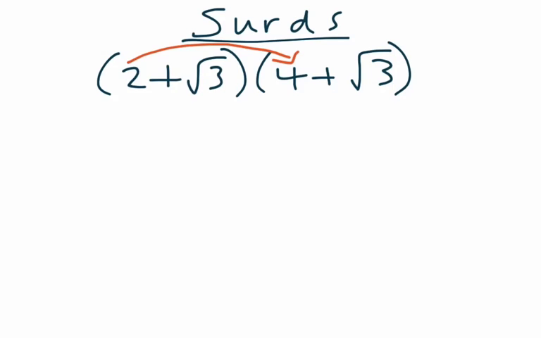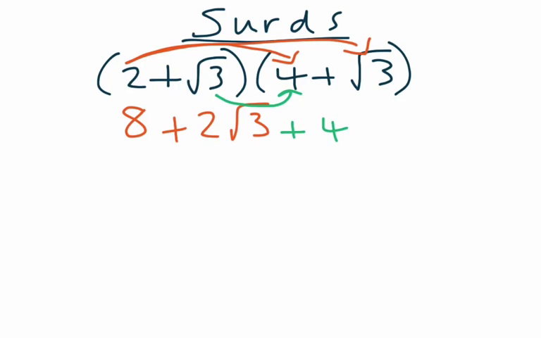So 2 times 4 would give me the 8. And then I'm going to multiply the 2 by root 3 on the end. 2 lots of root 3 would just give me 2 root 3s. Coming underneath, I've got root 3 now. It's going to multiply by the 4. And if I multiply 4 by root 3, I'm going to get 4 root 3s. And then I'm going to multiply root 3 by root 3.